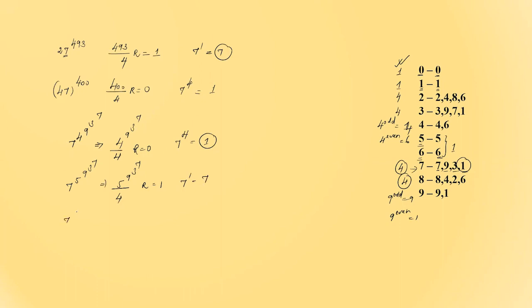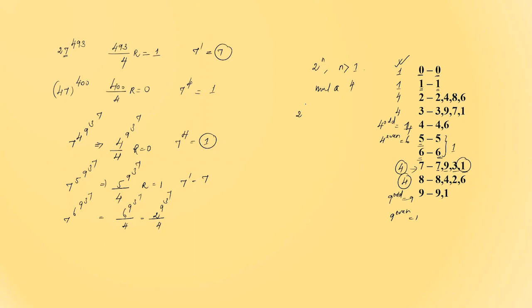Now let's take this 7 to the power 6 to the power 9 to the power 3 to the power 7. So take this power, 6 to the power 9 to the power 3 to the power 7, divided by 4. Now here I know that 6 by 4, the remainder is going to be 2. So 2 power 9 power 3 power 7 divided by 4. Remember, 2 to the power n, where n is greater than 1, will always give you a multiple of 4. Which means 2 to the power 9 to the power 3 to the power 7 also is going to give you a multiple of 4.